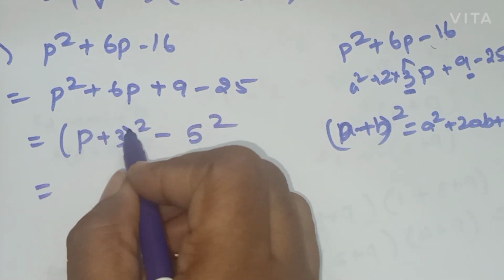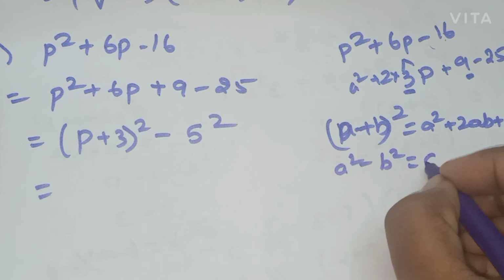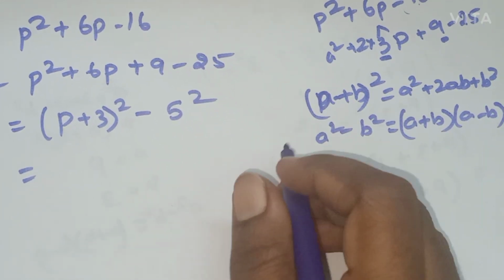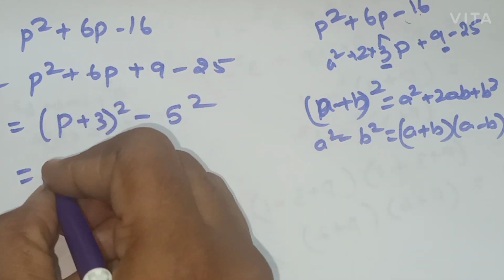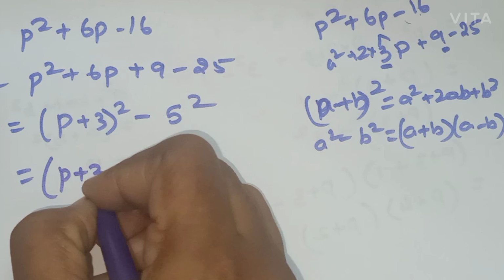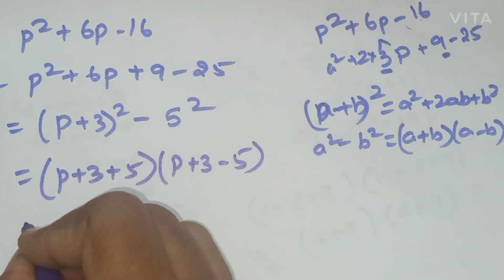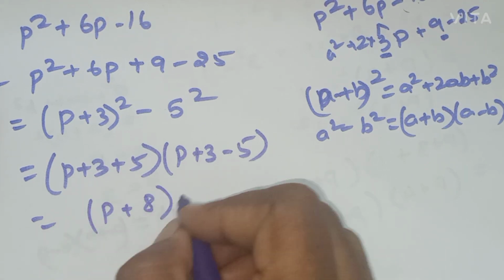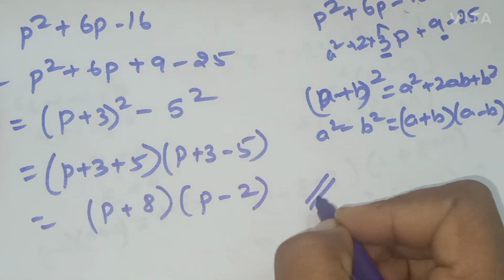Once again it is of the form a square minus b square. A square minus b square equal to a plus b into a minus b. In the place of a we have p plus 3, in the place of b we have 5. So a plus b into a minus b: p plus 5 plus 3 gives us 8, into p minus 5 plus 3 gives us minus 2. This will be our answer.